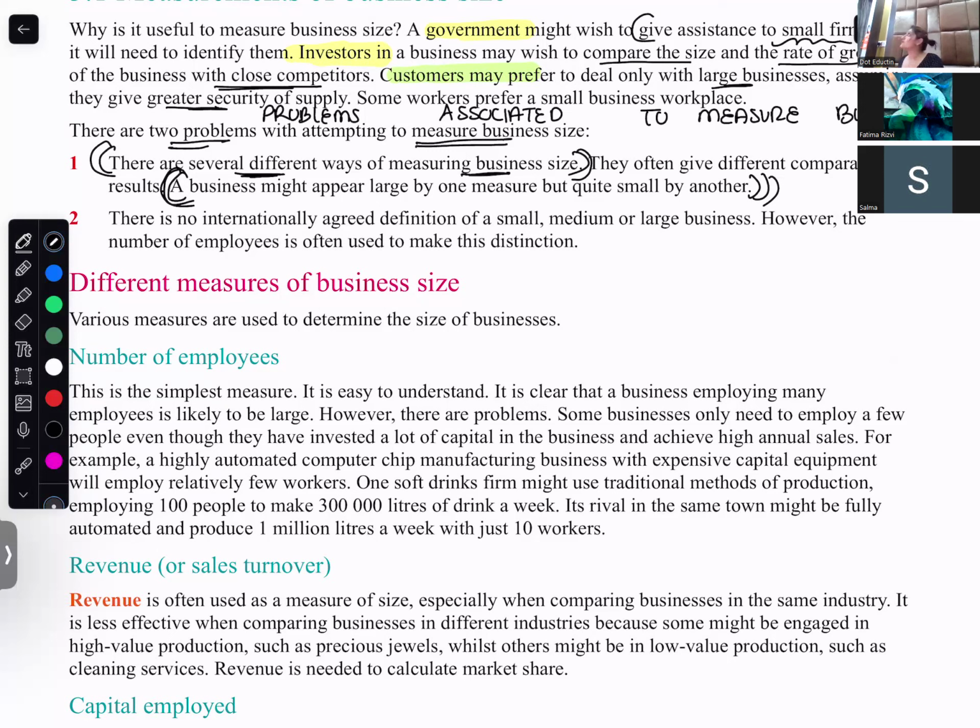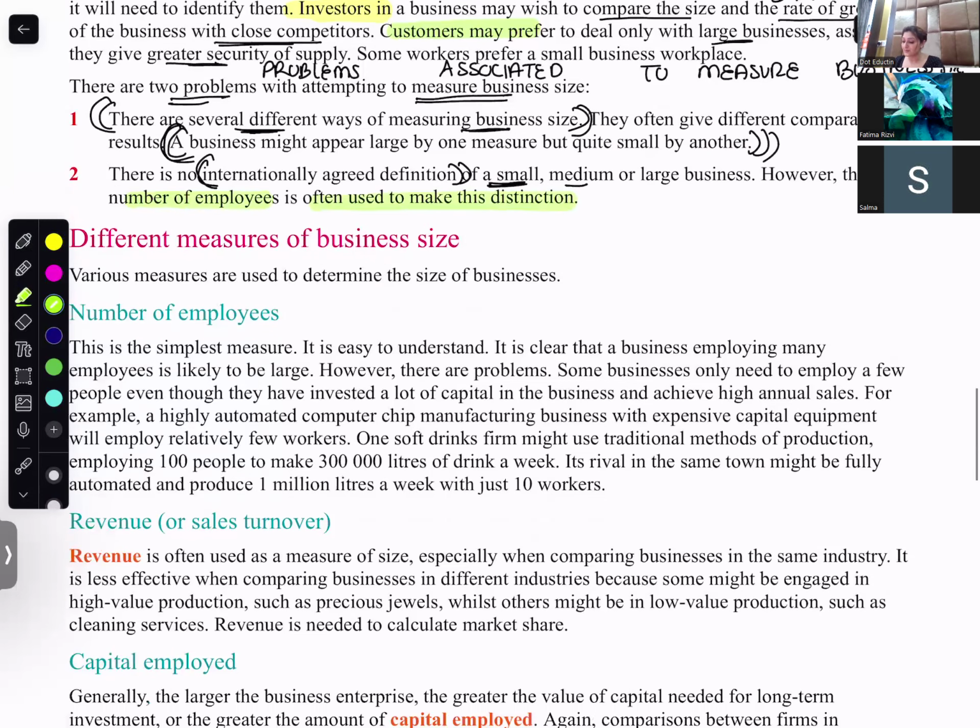And also, there is no figure which gives a boundary that if you're operating within this limit, you are called a small business. If you're operating between this limit, you are called a medium or large business. So there is no internationally agreed definition to say whether a business is small, medium or large. But the most often used measure of the size of the business is what? The number of employees is often used to measure size of the business.